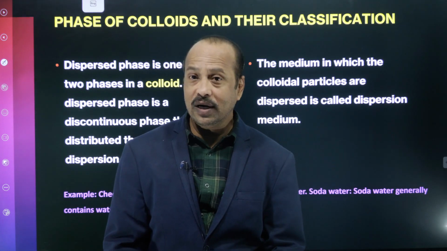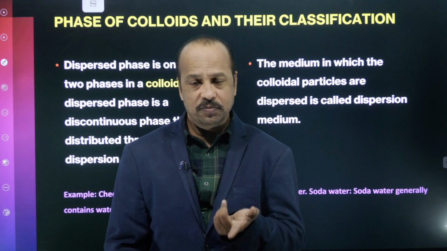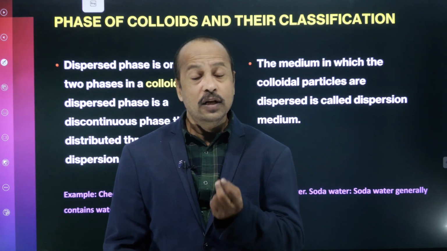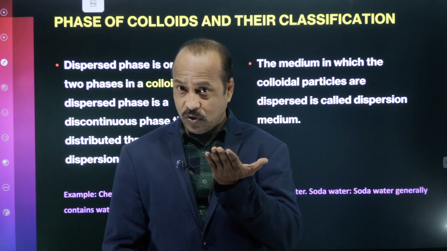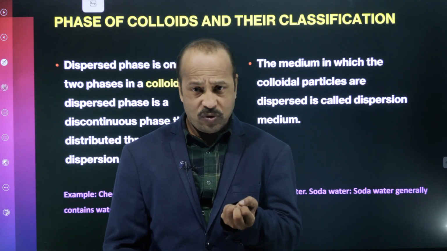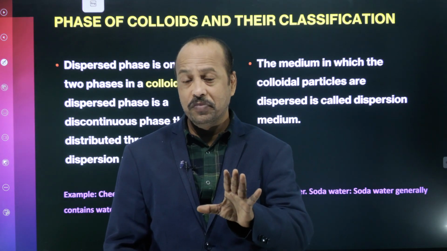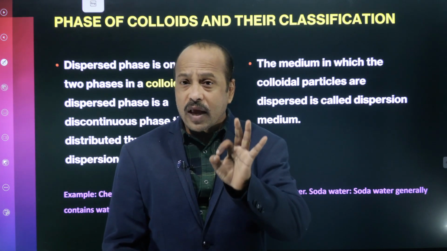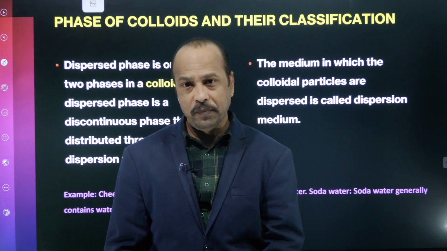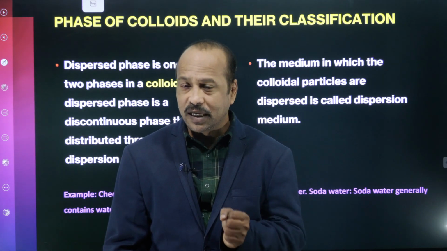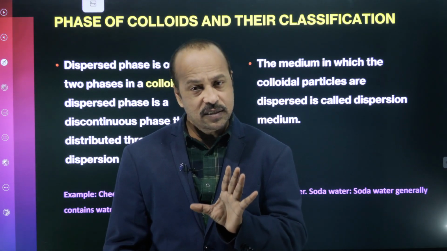Right? So the colloidal solution consists of two components. You know that any solution is made up of two components. Of the two components, one will be relatively large in quantity and one will be relatively less in quantity. Yes or no? So the one relatively large in quantity is called the dispersion medium, and the one which is less in quantity is called the dispersed phase.